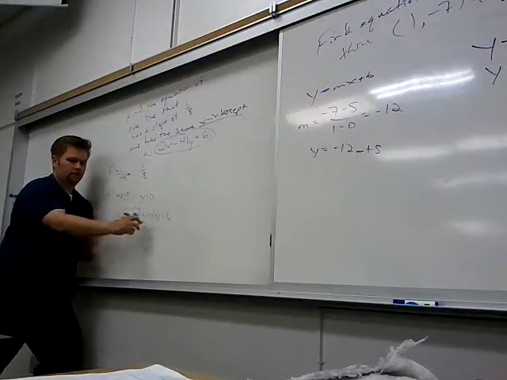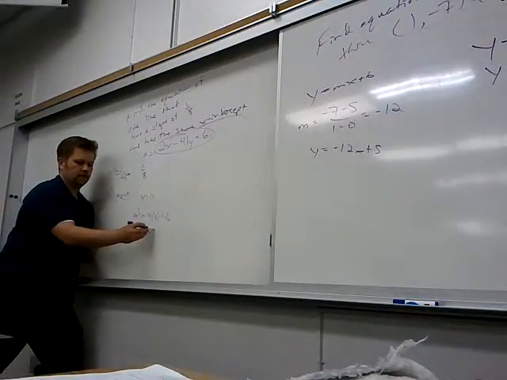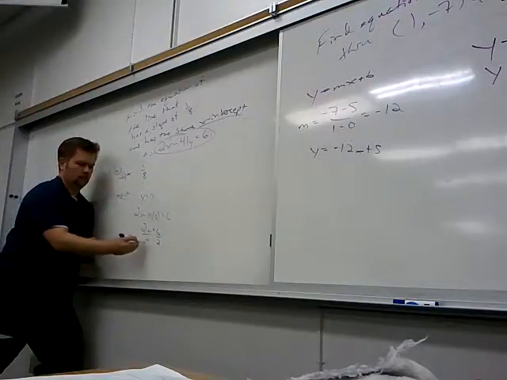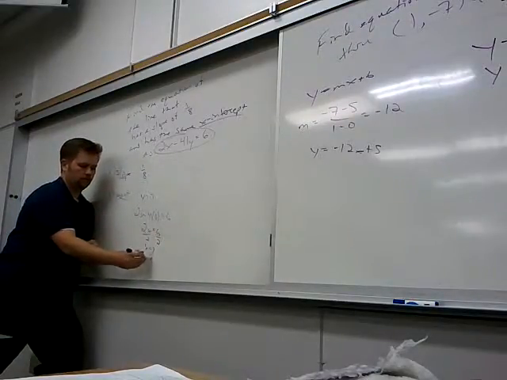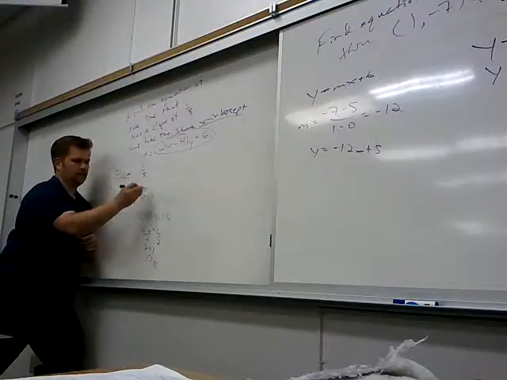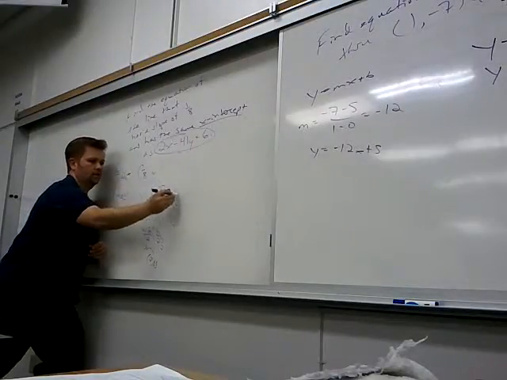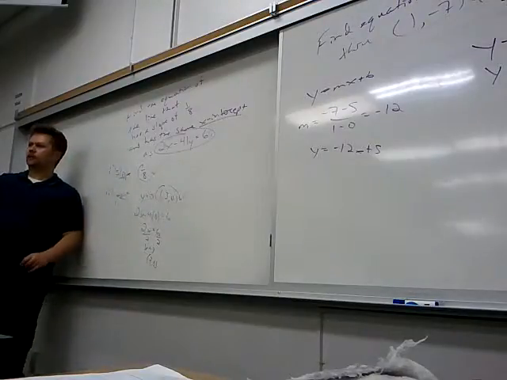So what do you get here? 2x equals 6, because the 41 times 0 is gone. X equals 3. So my point is (3, 0). So I got the slope, a point, and now I can plug and chug.